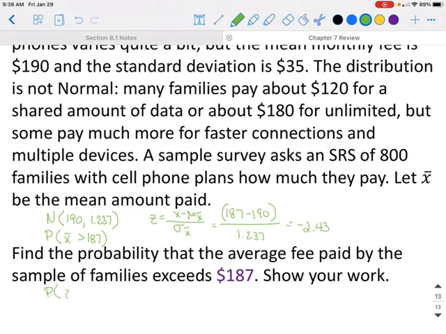Now we can find the probability that z is less than negative 2.43 by looking that up at your table, and that would give you 0.0075. To find the probability that z is greater than that negative 2.43, you would have to do 1 minus the probability that it is less than, and that's going to give you a probability of 99.25%. So there's about a 99% chance that if you take a sample of 800 families, the mean from that sample will exceed $187.